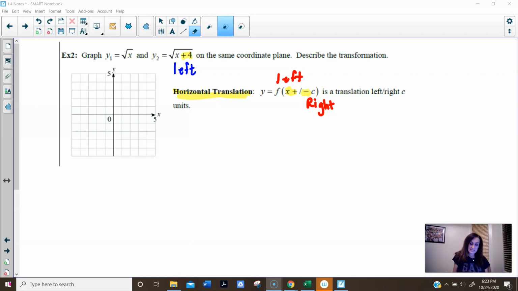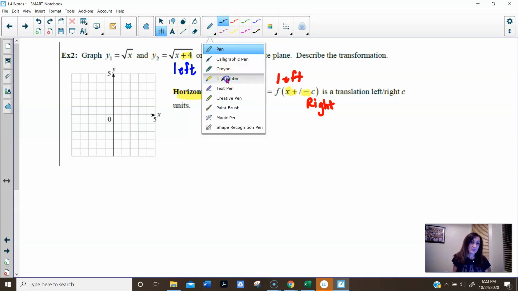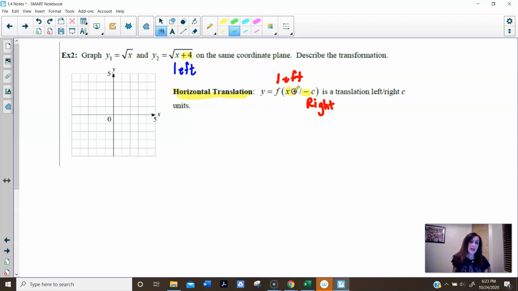Now, horizontal translations, I always tell my students it's opposite of what you think, because if you are adding a value inside the function, here I'm adding 4 inside of that function, it's going to take you to the left 4. And if you subtract a value inside the function, it's going to take you to the right 4.